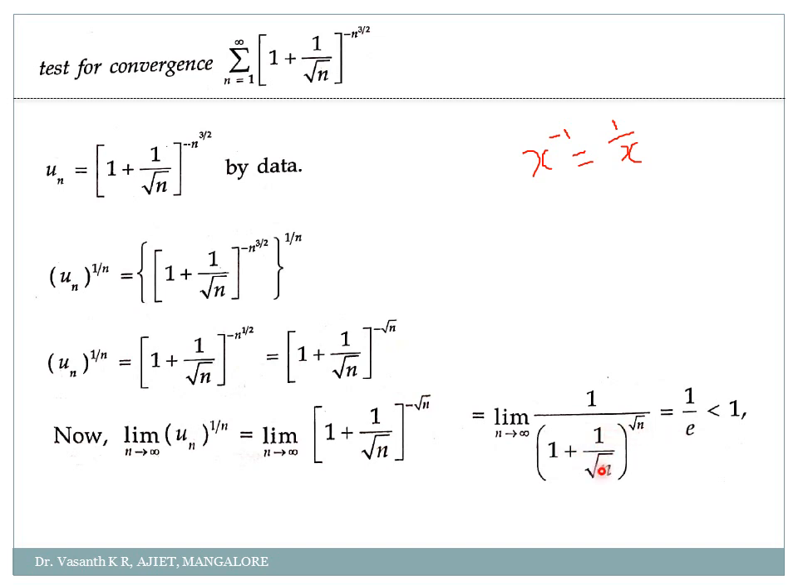(1 plus 1 by root n) to the power root n, that is always e. Irrespective of root n or whatever it is, you don't worry, it is simply e. Even if you have (1 plus 1 by n square) to the power n square, it is also e. Even if you have n to the power n here, it is always e. If you have same terms over here, whether it is n square, n cube, whatever, always e only. So 1 by e, obviously it will be strictly less than 1, and this is an important problem my dear students. Strictly less than 1, therefore the test is convergent. That's it. Clear?